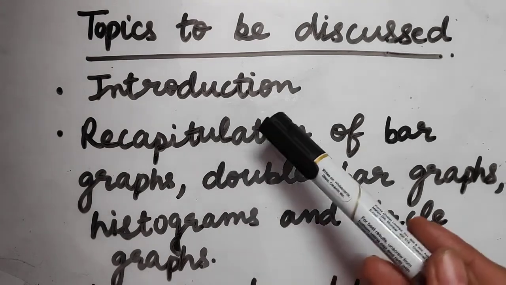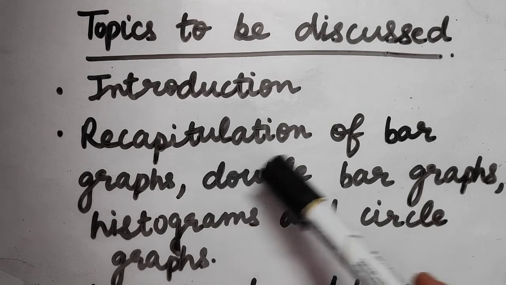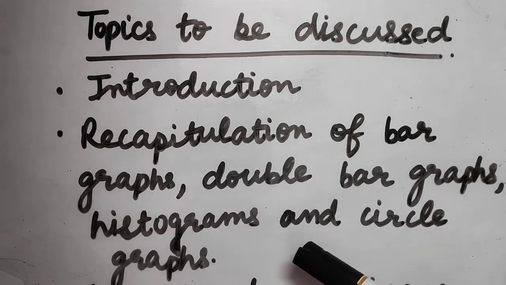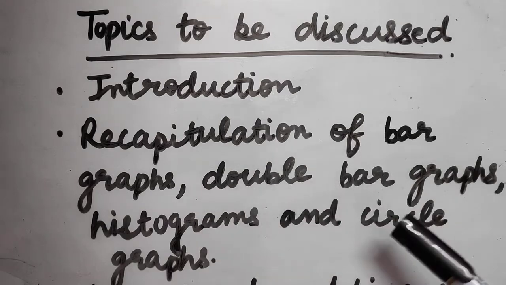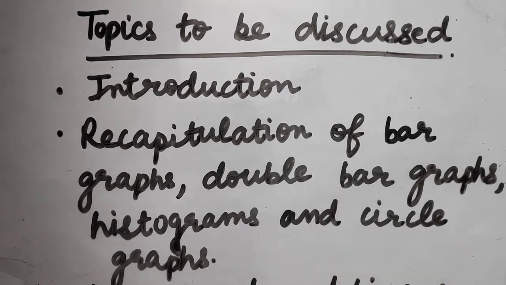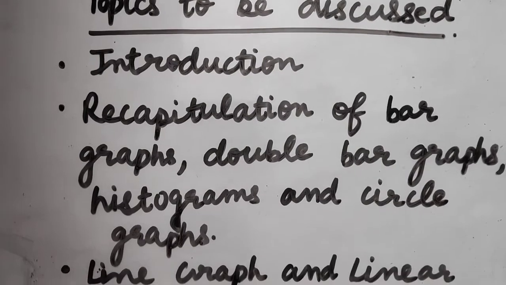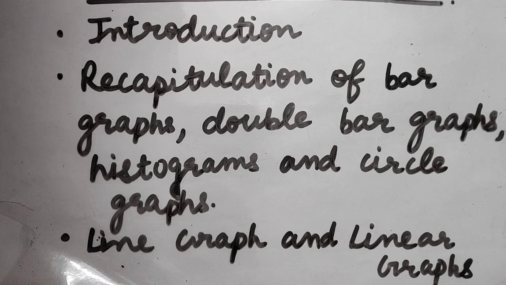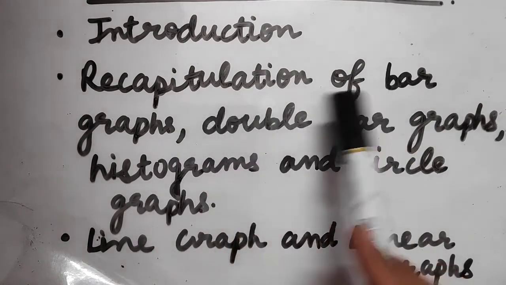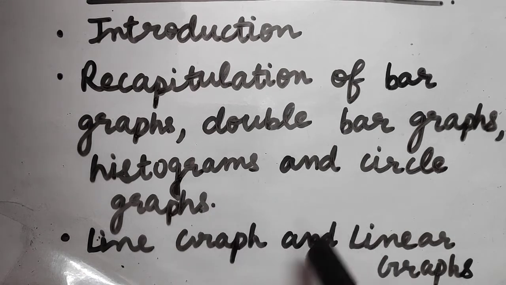Though, dear children, in this chapter, we are not supposed to make or draw these different types of graphs, but we shall recall these types of graphs so that we may have better understanding for the main concept of this chapter. And the main concept of this chapter is line graph and linear graphs. So to have better understanding of these two types of graphs, we are supposed to first recall these different types of graphs. So let us see the introduction part of this chapter.